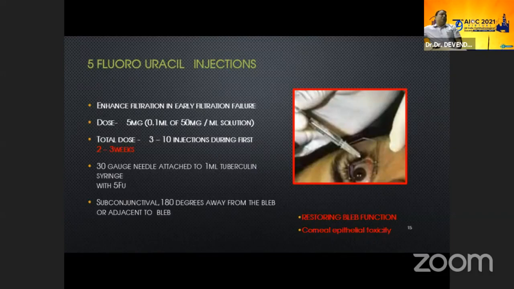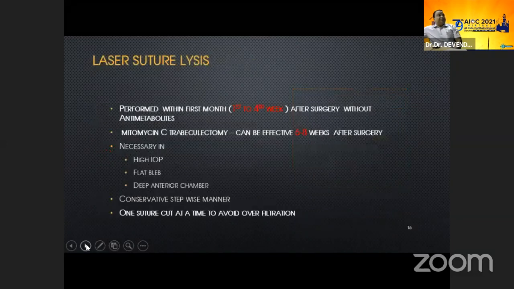Previously, most surgeons used to give the 5FU 180 degrees away from the limbus, but recently most surgeons use the 5FU adjacent to the bleb or above the bleb. The only thing we have to keep in mind is that 5FU is highly epitheliotoxic, so you should avoid any spill during the injection.